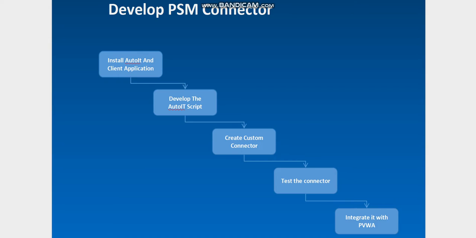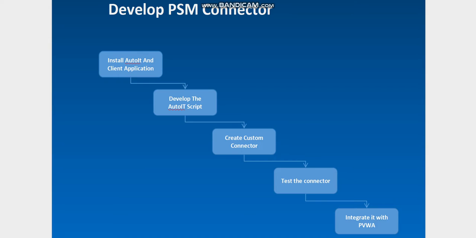Okay, so the first thing is you have installed AutoIT, and you have the client application on your PSM server. The next thing is you need to develop the script, right? Using the AutoIT scripting language, you need to automate the login process. You will develop a script, automate the login process, the GUI automation, and all the stuff. Then you will test it. If it is working fine, next create the connector.